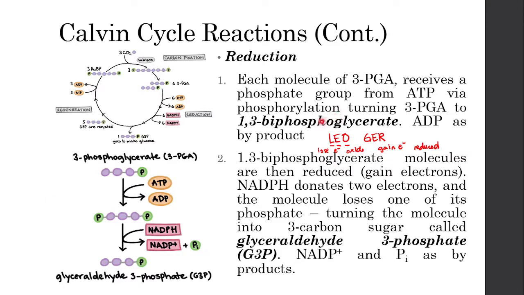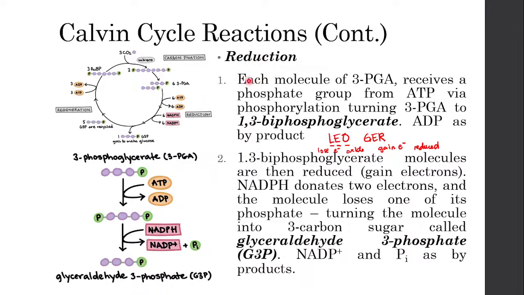1,3-biphosphoglycerate is reduced. It means it gains an electron, and the electrons come from NADPH. So the NADPH donates 2 electrons to our 1,3-biphosphoglycerate, and one of the phosphate groups in our 1,3-biphosphoglycerate is removed. So it gains 2 electrons and loses one of its phosphates, which eventually leads to the creation of glyceraldehyde 3 phosphate, or the G3P. So that is the second part of reduction.